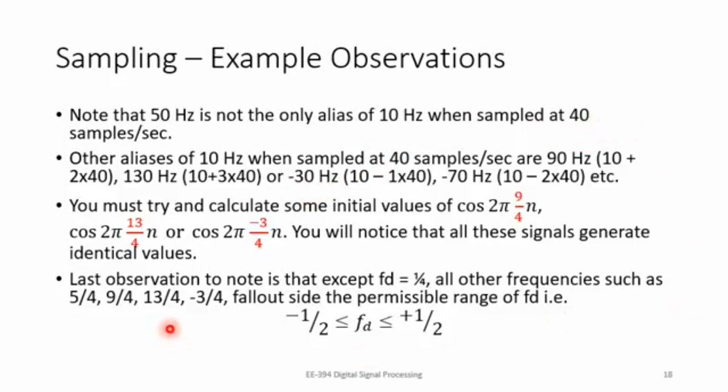Last observation here so far is that except the FD, which was 1 over 4, all other frequencies which came out as 50 over 40 as 5 by 4, 90 over 40 as 9 by 4, 130 over 40 as 13 by 4, minus 30 over 40 as minus 3 by 4, or minus 70 over 40 as minus 7 by 4, they fall outside the permissible range of FD, which was minus half to half. That's why all of these frequencies will generate values identical to 1 by 4.